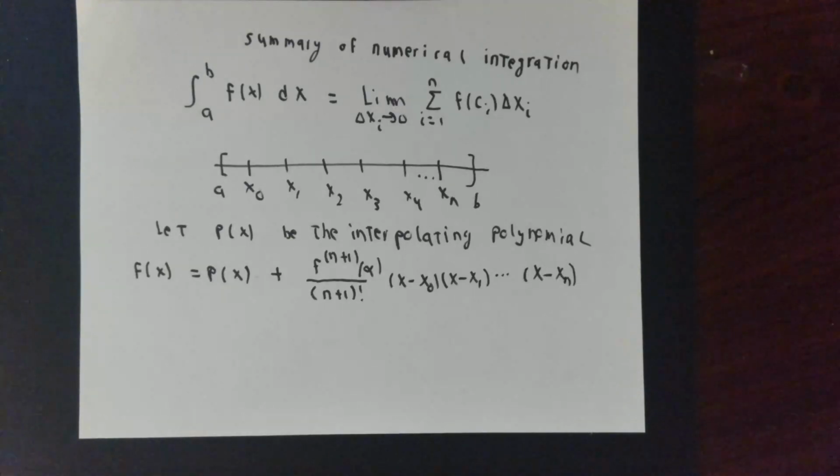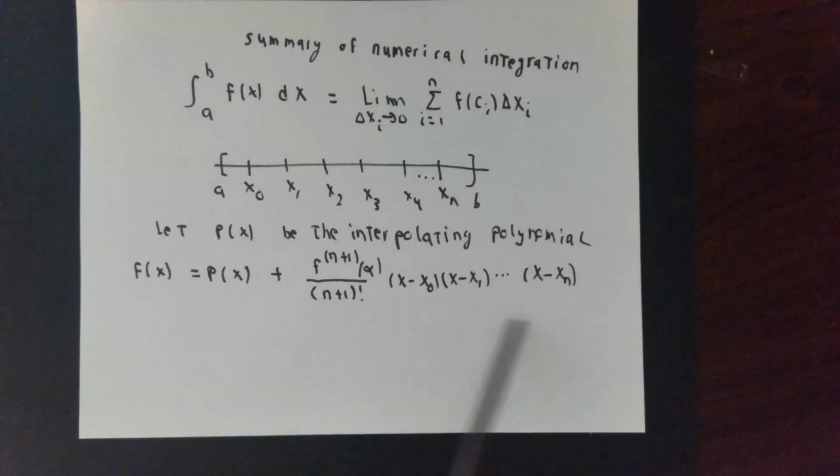If you want to see the details, you can look at a video that I've made called The Error in the Interpolating Polynomial. The upshot of it is that the actual function value, f of x, is the value of the interpolating polynomial plus a term that obviously represents how different f of x and p of x are.